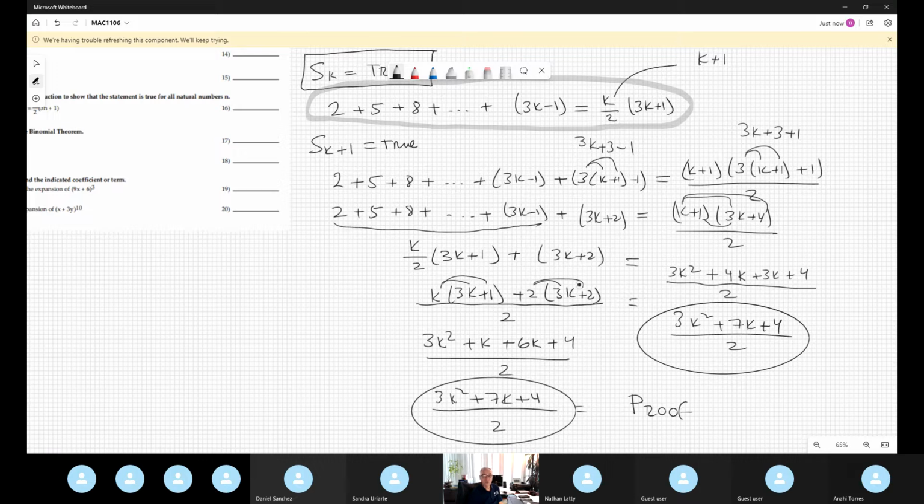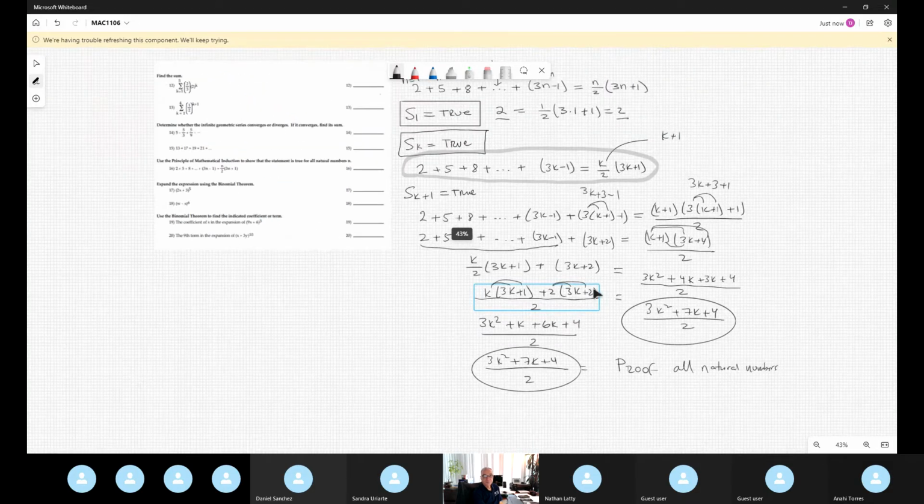Okay, this original statement is true for all natural numbers. Doesn't matter, take 1, 2, 3, 4, 5, 20, 300, 3 million. It's true, by mathematical induction.